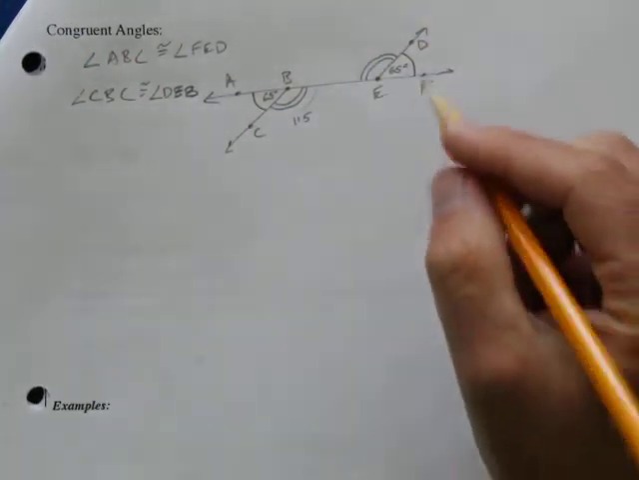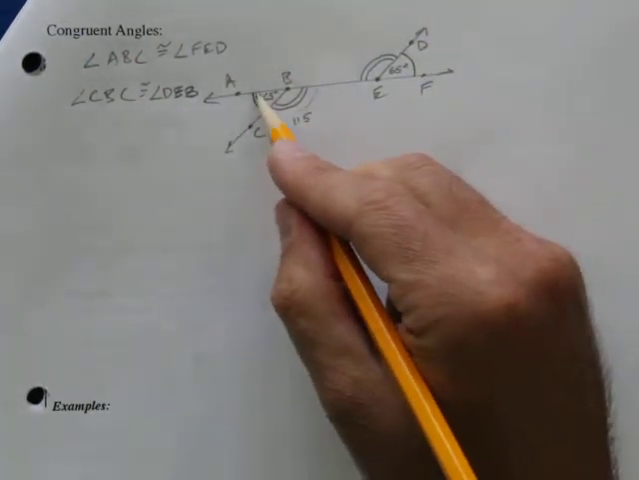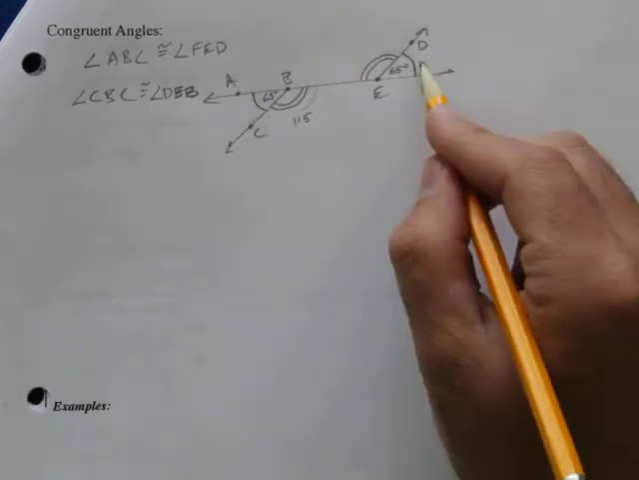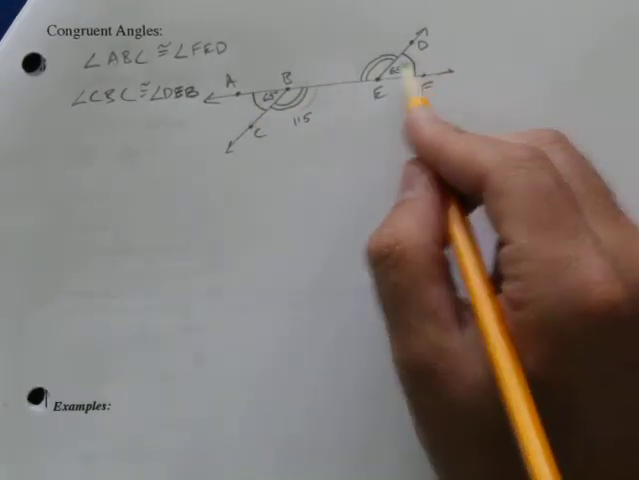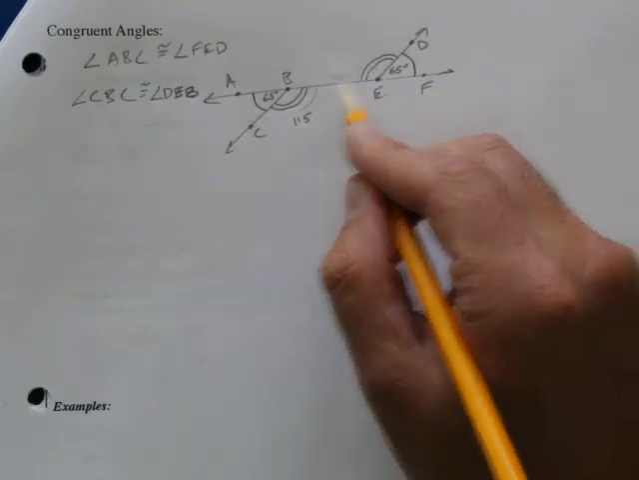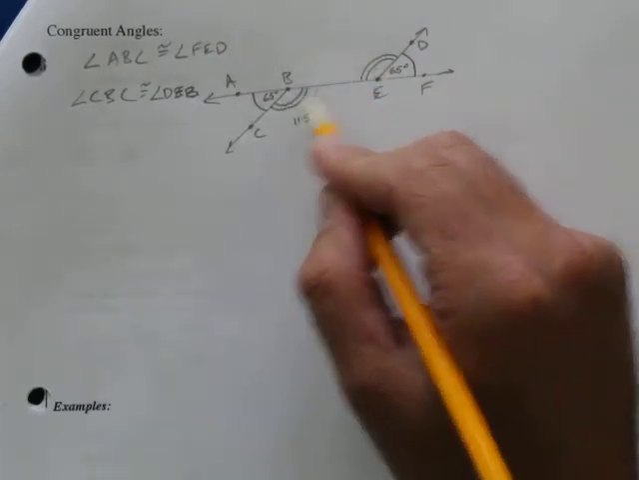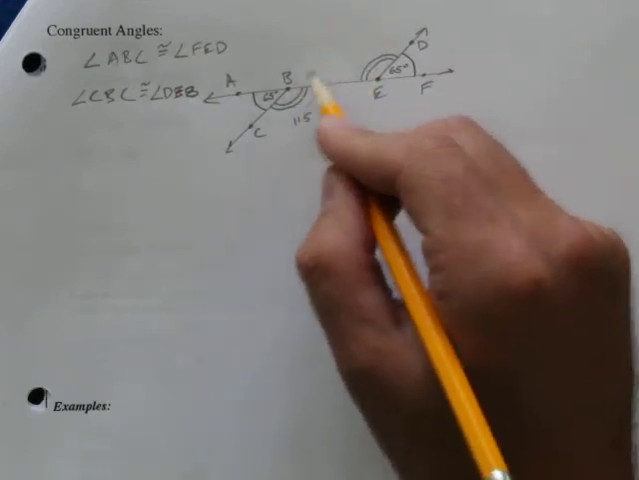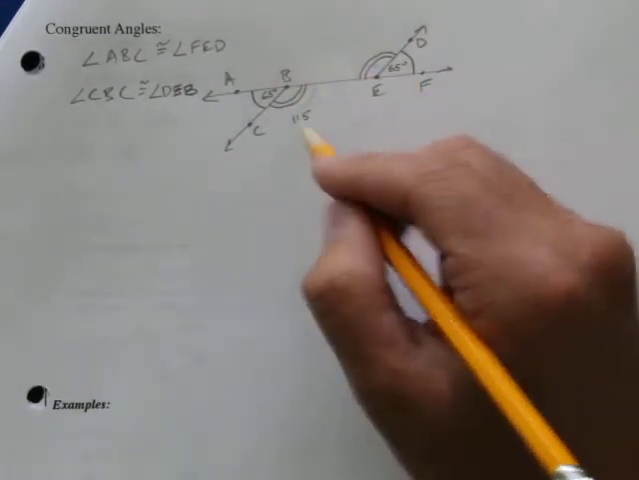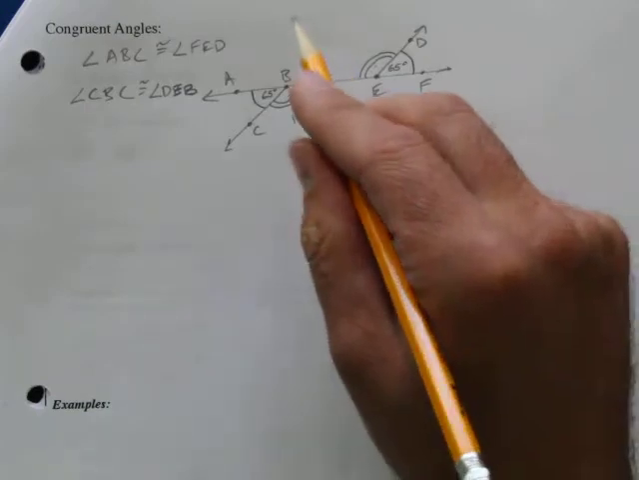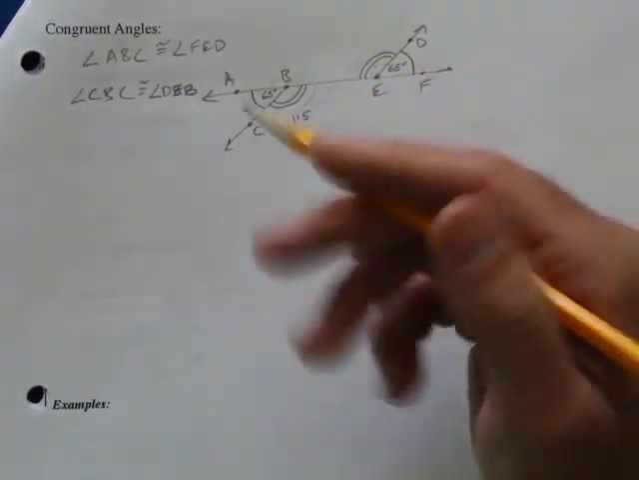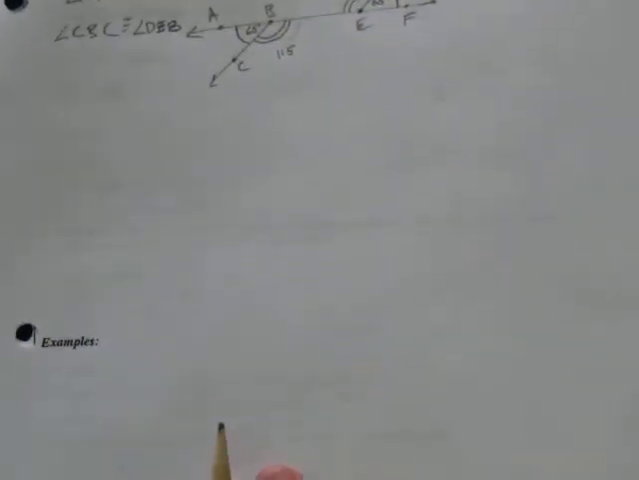And notice how one angle is congruent to another one, and those I use one arc. And then I have other angles that are congruent to one another on the same diagram, then I use two arcs. And then if I had more angles that were congruent to one another on this diagram, then I would use three arcs, and then four arcs, and so on and so forth.